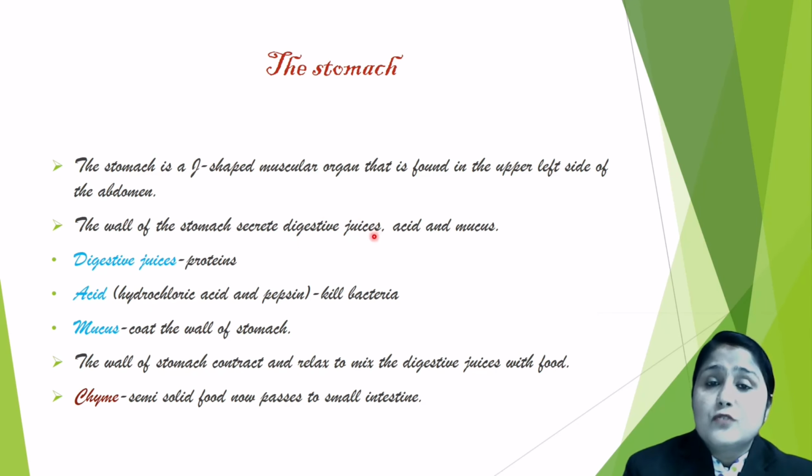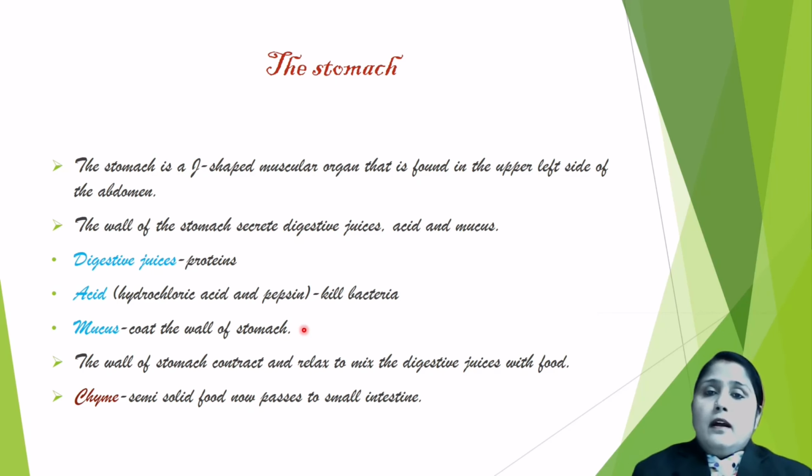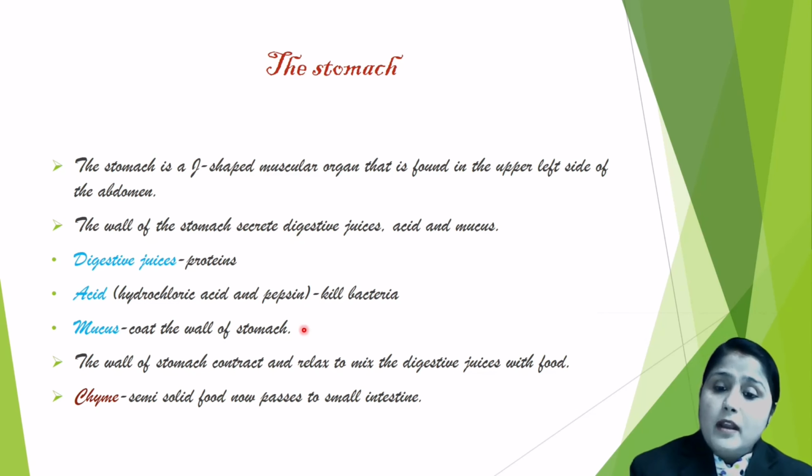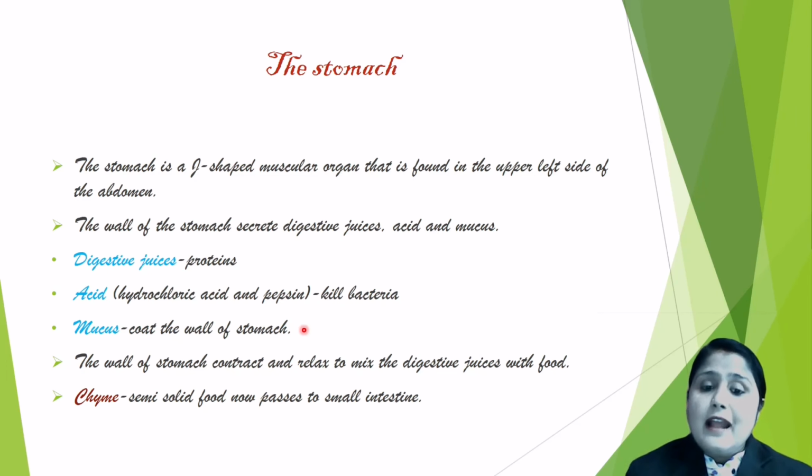the stomach lining not to be digested by the digestive juices. As we have told, digestive juices digest the protein. This mucus is present all over the wall of the stomach. It protects the stomach wall. The wall of the stomach contracts and relaxes to mix the digestive juices with food. As we are talking about the digestive system, each and every organ helps in digestion.